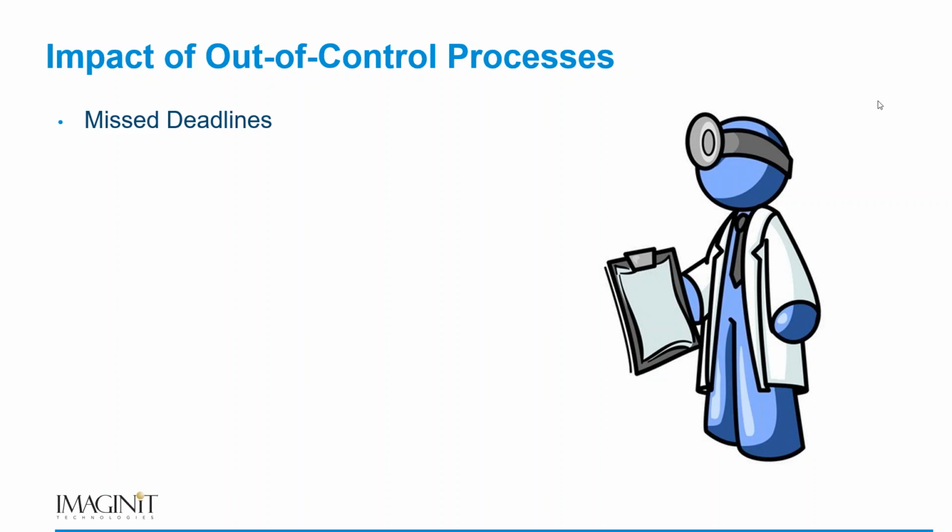Well, missing deadlines, right? We miss shipping something on time and our customers aren't happy about it. Maybe we have to pay penalties, things like that. Maybe we have to pay overnight shipping to get it there on time where we could have gotten it there before with ground or something. Bottlenecks, right?